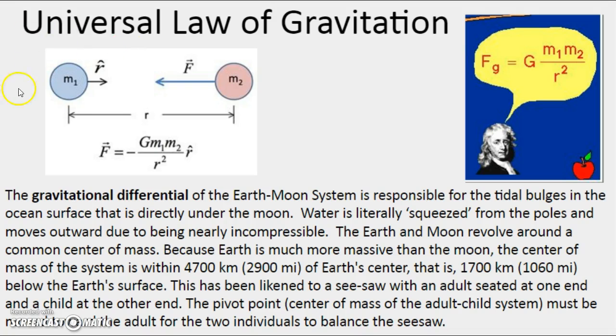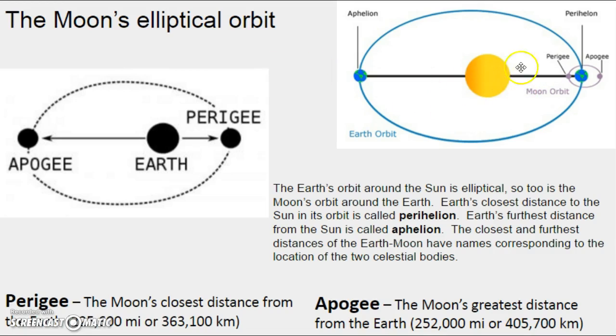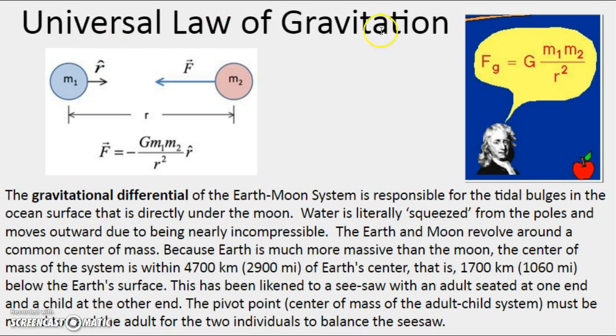So what is taking place? How does the Earth, Moon, Sun system behave? Well, it's all a function of the universal law of gravitation. This is our Newtonian explanation: the force of gravity is equal to a very, very tiny constant value times mass 1, mass 2, divided by the distance or radius between the two objects squared. So the gravitational differential of the Earth-Moon system is responsible for tidal bulges in the ocean surface directly under the moon. Water is literally squeezed from the poles and moves outward due to being nearly incompressible.